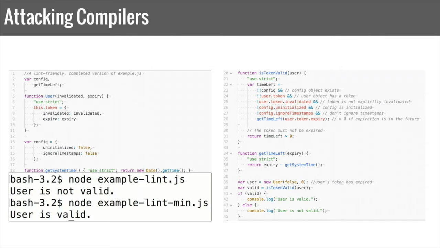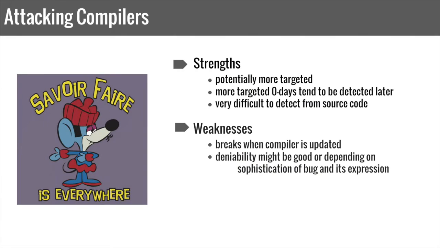And if you want to look at the minified version, you can see it's pretty obvious where things went wrong with the token expiry. So this is a pretty cool way of attacking applications, and there are various strengths and weaknesses to it. One of the strengths is that this is a potentially more targeted way to go about attacking a victim.